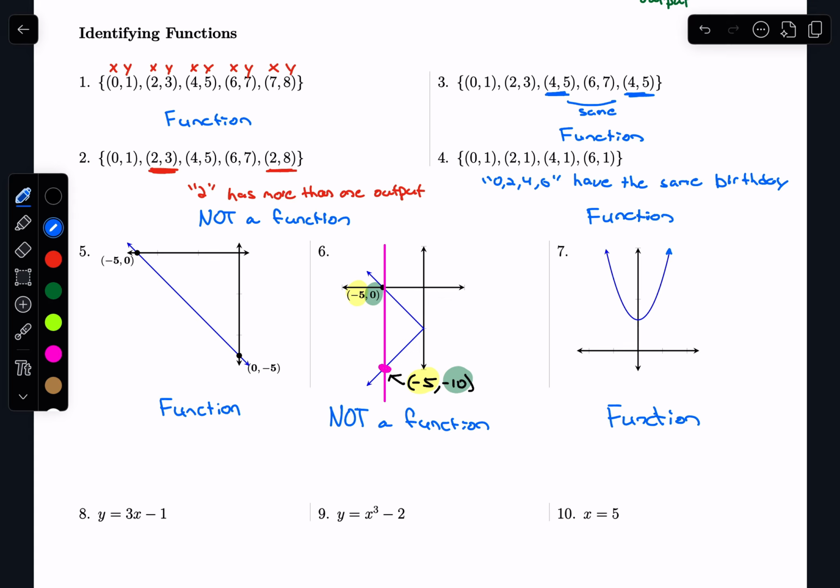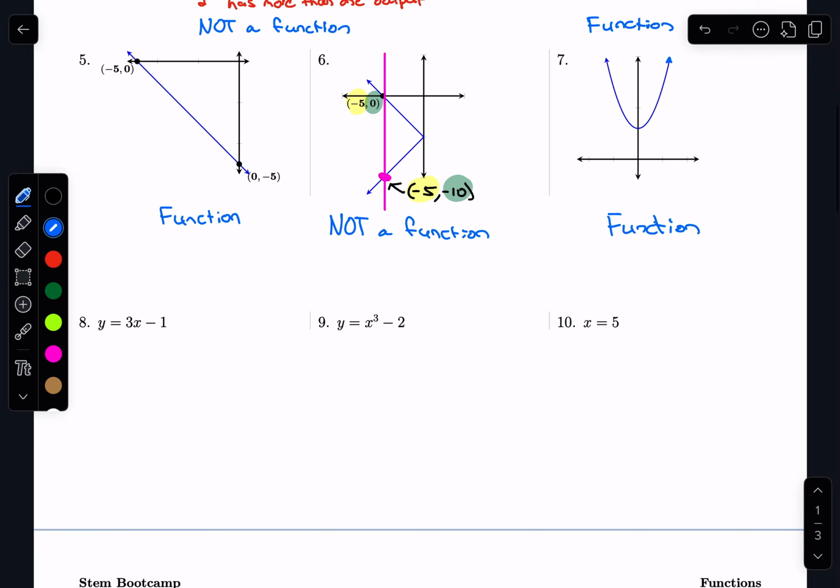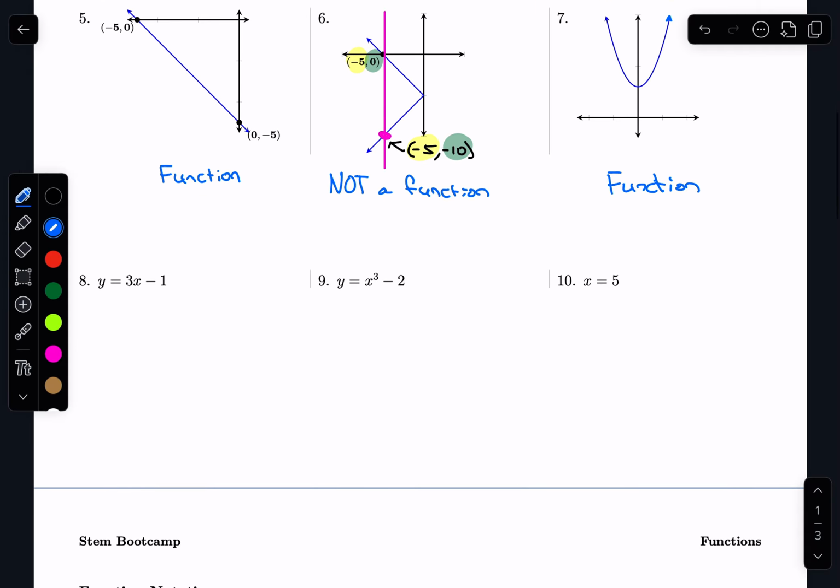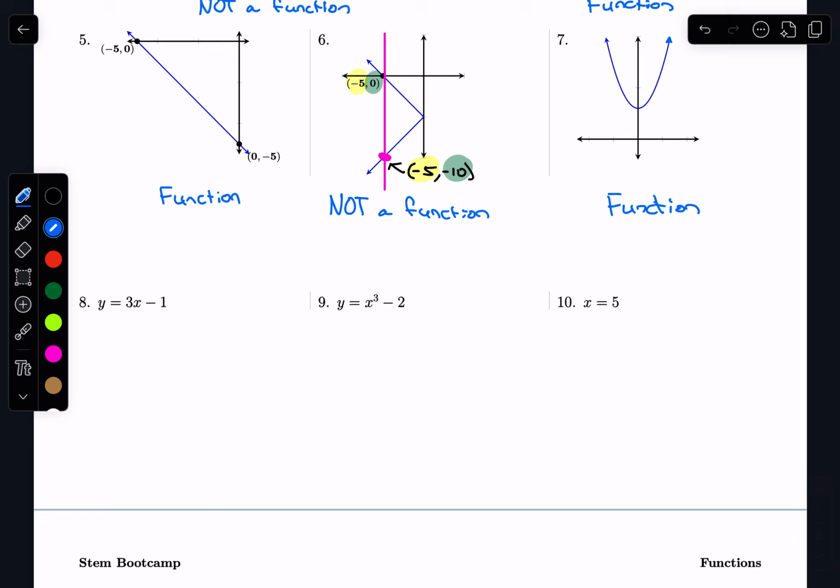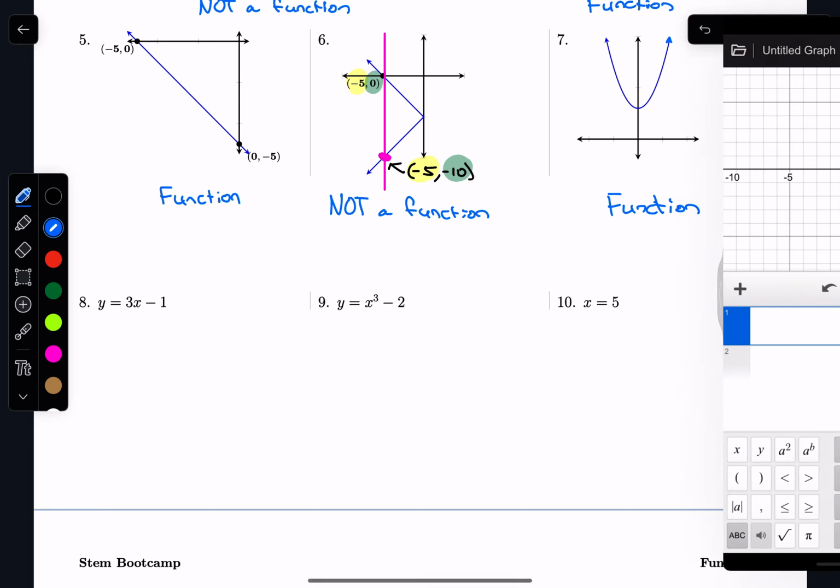All right, so now what do you do if you don't know what the graph looks like? Well, we have graphing calculators, luckily. And so for numbers 8, 9, and 10, all we're going to do is graph these real quick using a calculator. And then we're going to draw a rough sketch and say if it is a function or not.